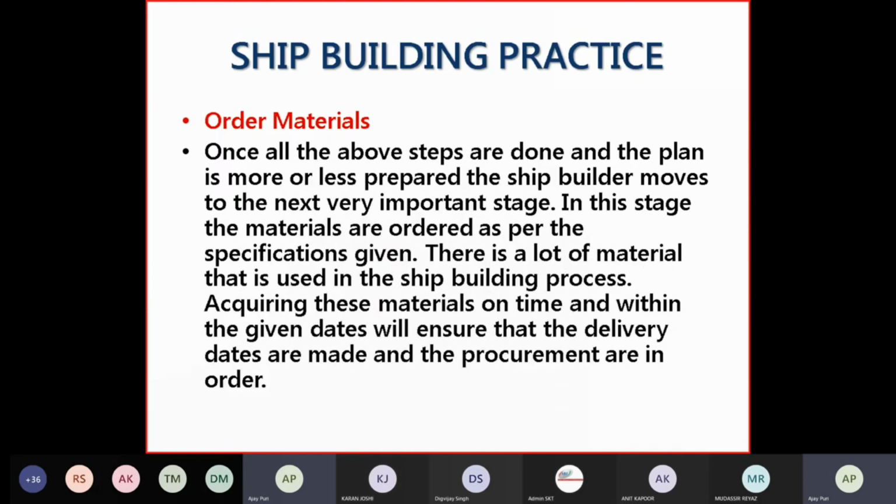So once all the above steps are done, then the plan is more or less prepared and the shipbuilder moves to the next phase, which is ordering the materials from various vendors. So a lot of material is being used here, so acquiring will take time. So he will be scheduling the delivery dates from the vendors and procuring the material so that he complies with the completion period, because he has to complete maybe in 2 years, so he has to monitor that also. There might be a delay clause by the client in the contract, that if he delays more than 3 months, then he has to pay a penalty. So the shipbuilder will try to ensure that everything is done in the time period designated.